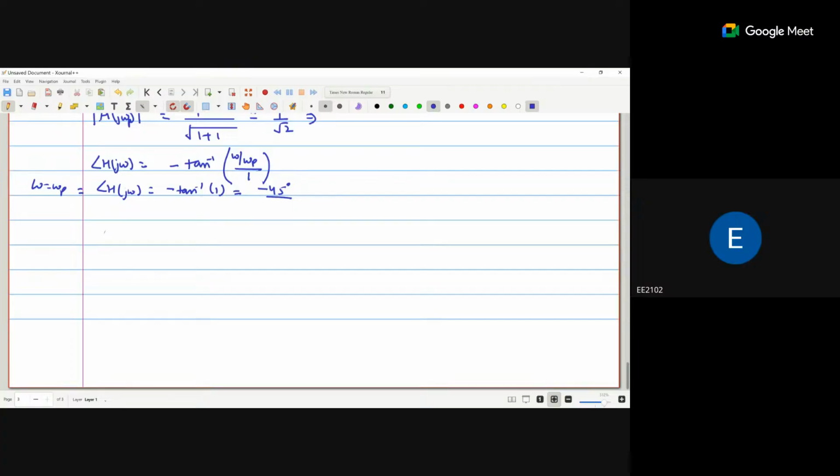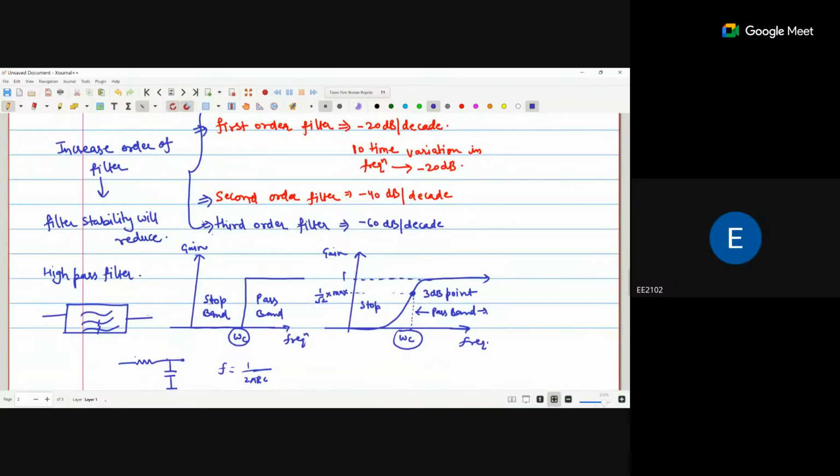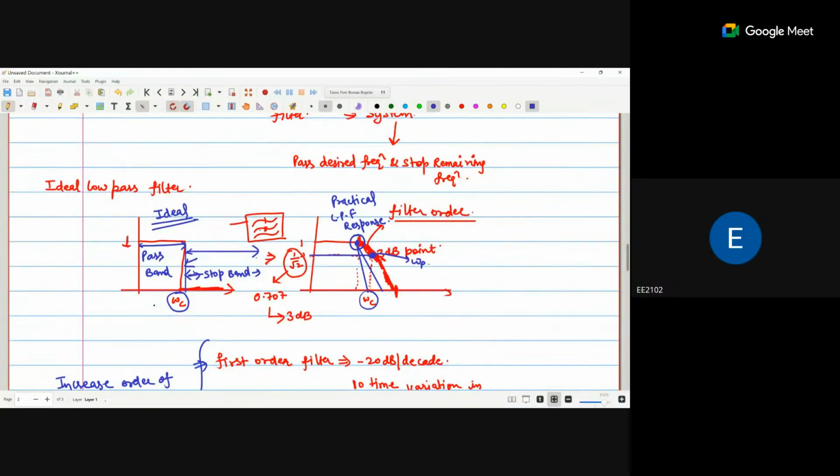So if you check at this point, if you take a slope at this point, this is my slope. The slope is minus 45 degrees. Any doubt?